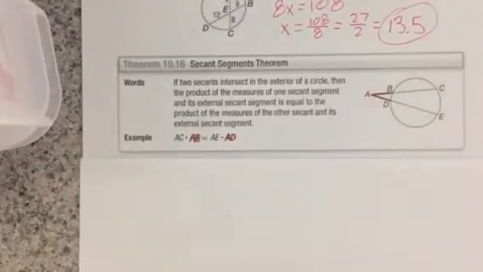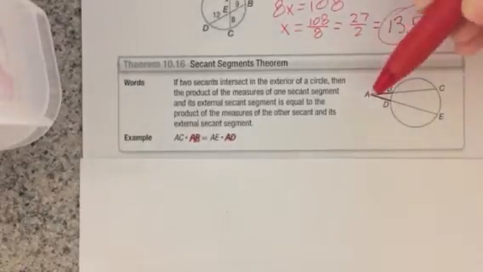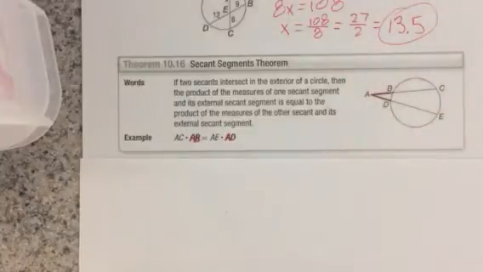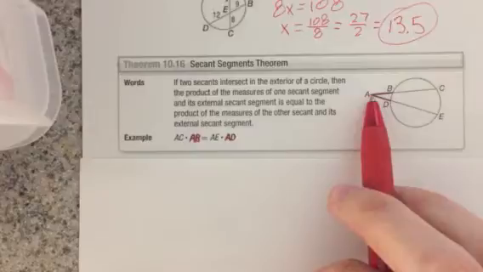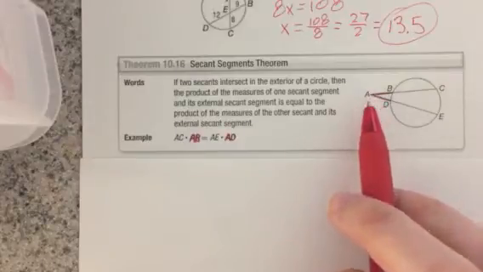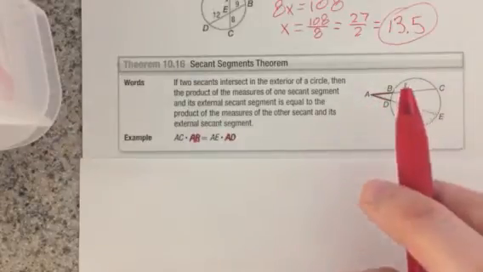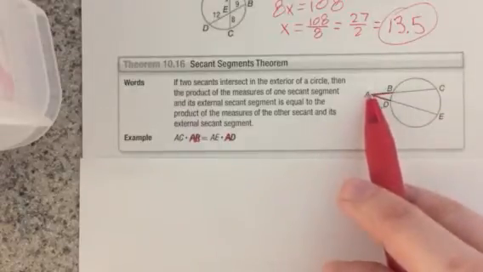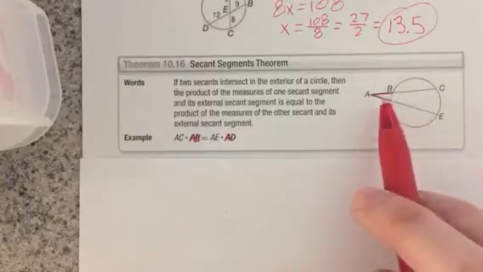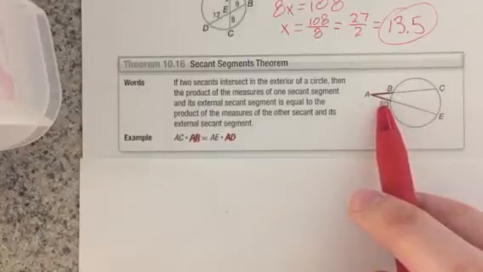So this one says, if 2 secants, so you can see over here, I've got 2 secant lines, intersect in the exterior of a circle, then the product of the measures of one secant segment and its external secant segment is equal to the product of the measures of the other secant and its external secant segment. That is very wordy. Let me explain what it's saying.